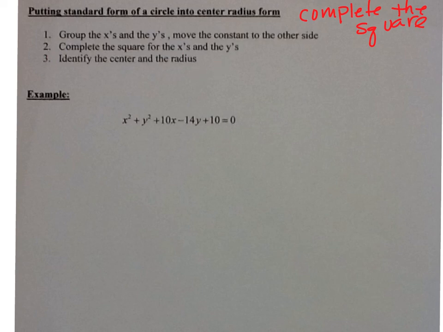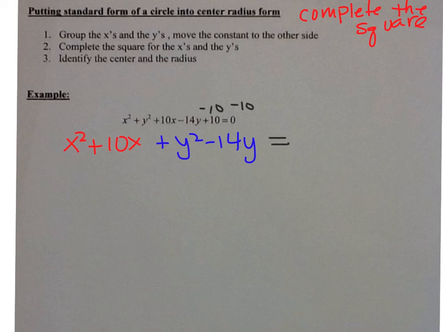Okay, so let's group the x's together. So I have x squared plus 10x. I'm going to put the y's together. Plus y squared minus 14y. And that's going to equal my constant, which is, I'm going to subtract 10 from both sides. So it'll equal negative 10.